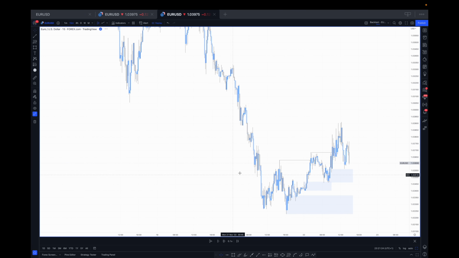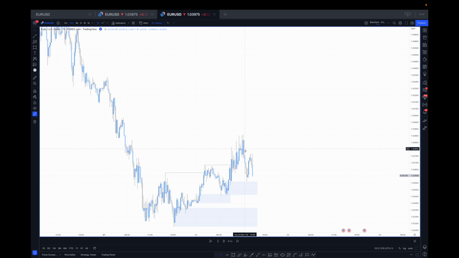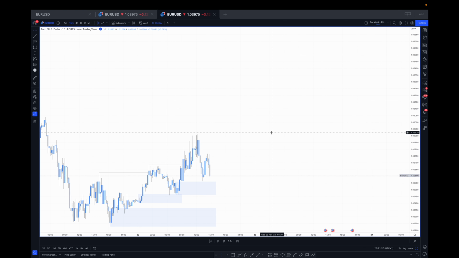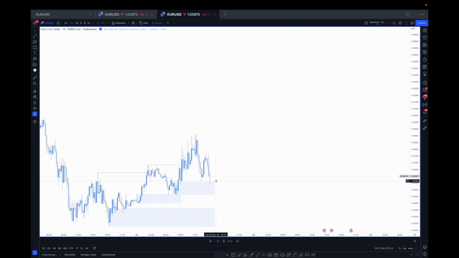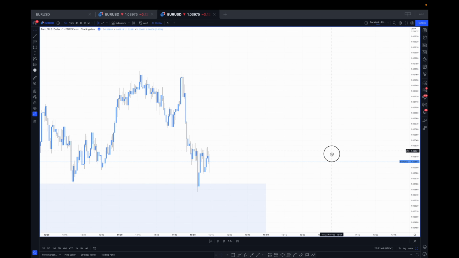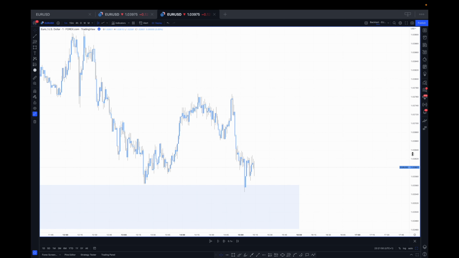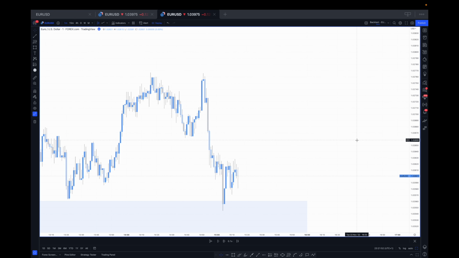So we've seen, of course, a change of character. We've also seen the break of structure. So what do we expect? We expect the market to pull back into our demand zone, and then we look for an opportunity to take the trade and push it higher, right? So let's see what we get. Okay, so we've tapped into the zone. So I'll just go into the 1 minute. Okay, so this is a 1 minute. So I'm going to now look for an opportunity on the 1 minute to see if I get an opportunity to take the trade to the upside.